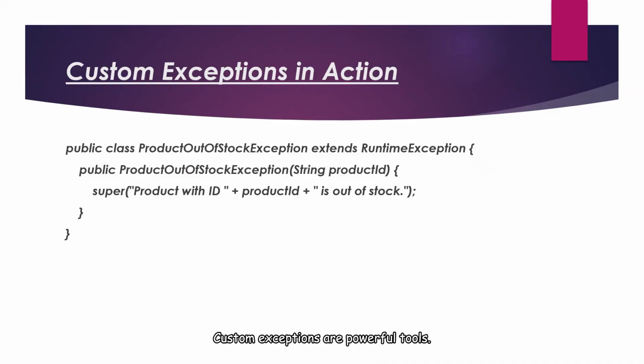Custom exceptions are powerful tools. Rather than using generic exception classes, define domain-specific ones that explain exactly what went wrong. In this example, ProductOutOfStockException extends RuntimeException and clearly states which product ID failed due to being out of stock. This makes your error logs, exception handlers, and business rules more expressive.